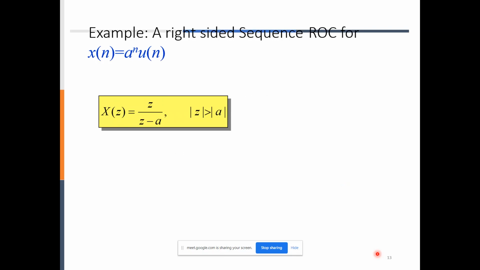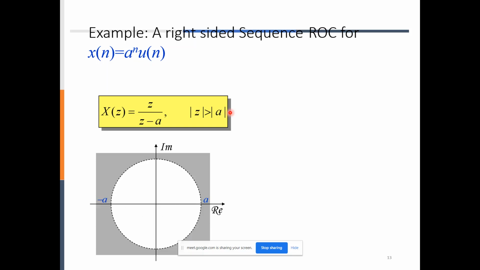So for the right-handed sequence, the ROC for x[n] equal to a to the power n u[n], X(z) is equal to z by z minus a, and mod z is greater than mod a. So ROC is this shaded portion. This shaded portion shows that mod z is greater than mod a. This is the value minus a, this is plus a. So if you draw a circle with radius a, then above that circle this portion is the ROC.